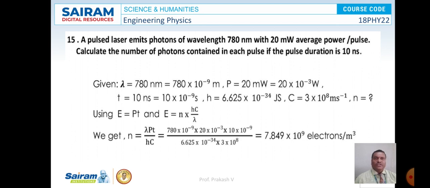So we know that E is equal to P into T and further E is equal to N into Hc by lambda. Then N will be written as lambda Pt by Hc. By substituting the values of lambda, P, T, H and C in the formula, we get the value of N as 7.849 into 10 to the power of 9. So this is the solution for the given problem.